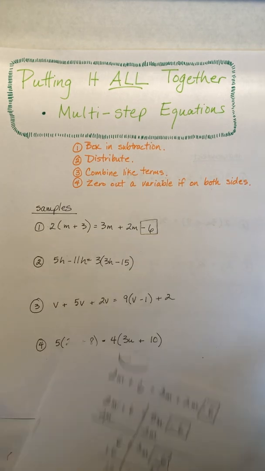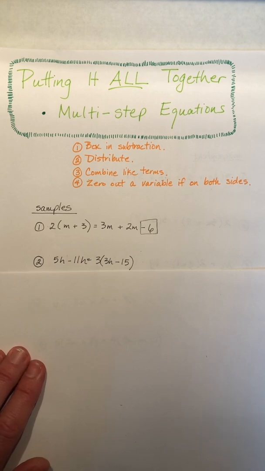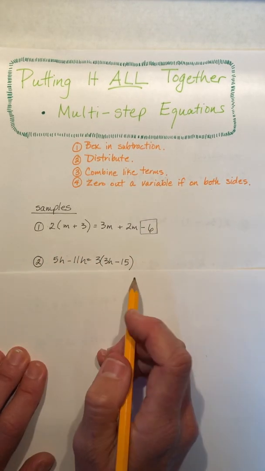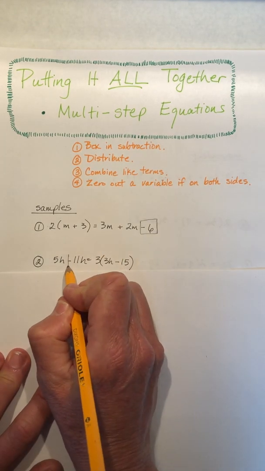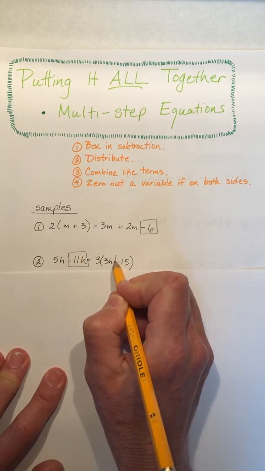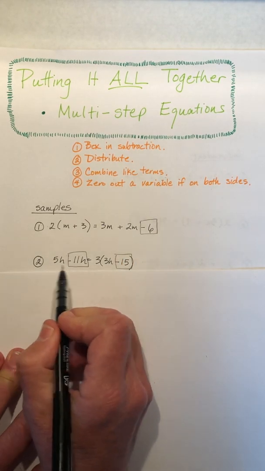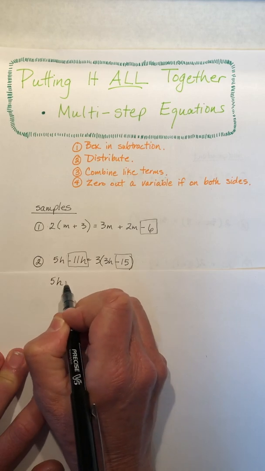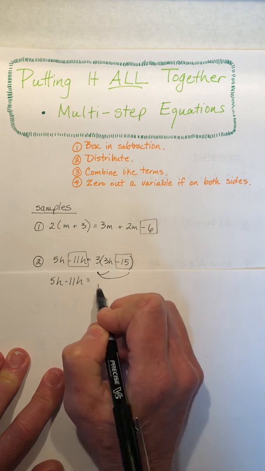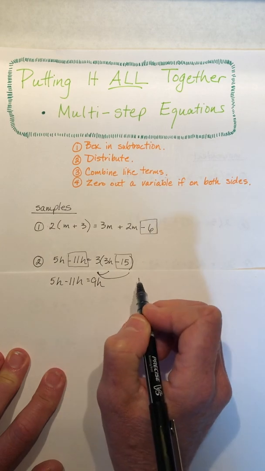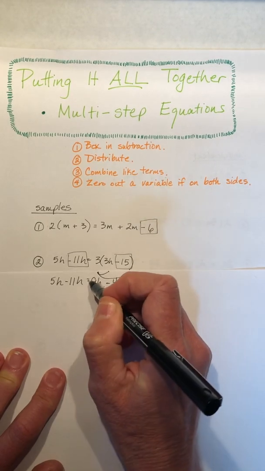Let's take a look at the second sample. All right, we've got 5h minus 11h equals 3 times 3h minus 15. So I'll start out by boxing in my subtraction, of course. And I'm ready to distribute. There's no distributing here, so I'm just going to copy that. 3 times 3h is 9h. 3 times negative 15 is negative 45.